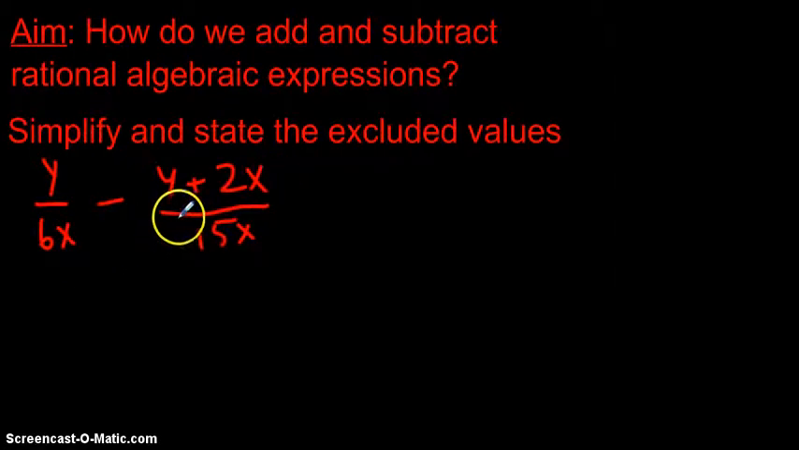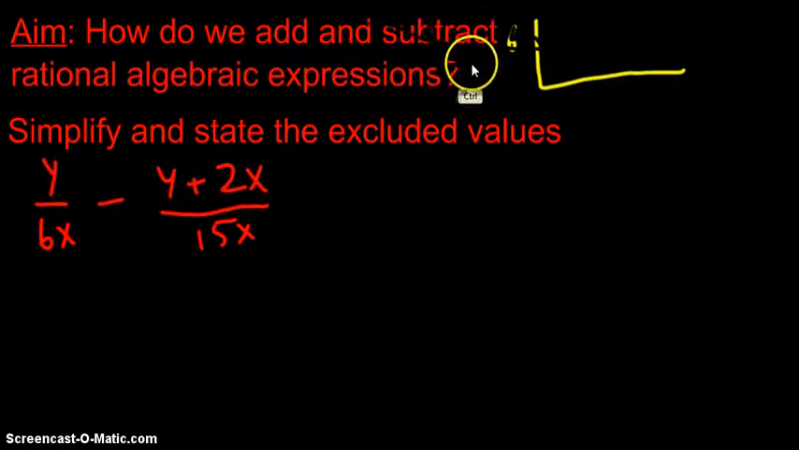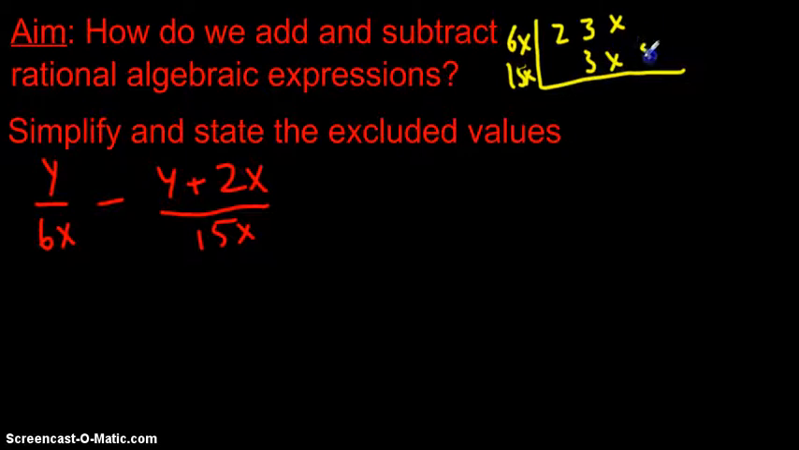Personally, if you have trouble figuring out what LCDs are, this is a method I've seen once. I think I saw it on a website called Purple Math. They made a little table. These are the two denominators in this problem, and they listed all the factors of the denominators. So this was 2, 3, and x, and this is 3, x, and 5.